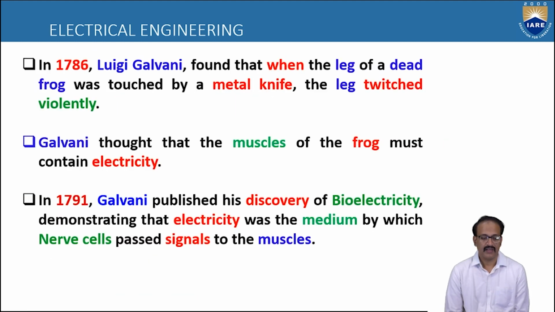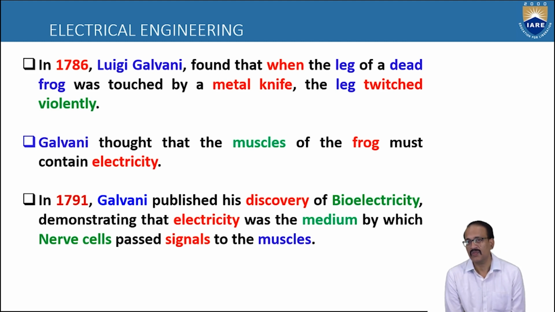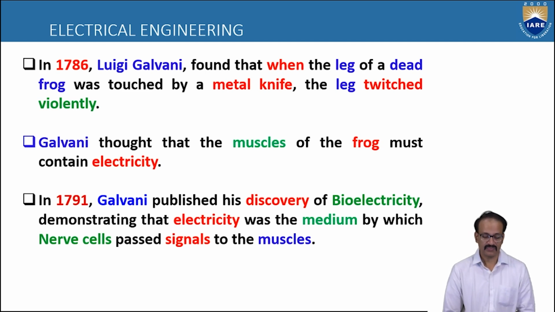So whenever he touched the leg of a dead frog with a metal knife, the leg twitched violently. So he thought that the muscle of the frog must contain electricity. So this thing gave an idea that maybe electricity is related to some bio products. That means it gave weight to bioelectricity. It gave a way for thinking about bioelectricity.